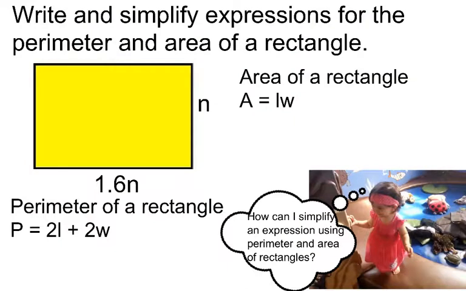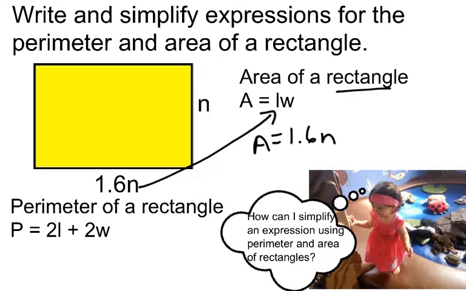So how do we use a formula we are already familiar with in order to simplify an expression? Well, we're going to use perimeter and area to simplify an expression for each of these. So let's first look at area. We know that the area of a rectangle is the length times the width. Well, we can just plug in our length. So we have area equals, and then 1 6/10 n times, and I'm going to use parentheses for my multiplication, the width, which is n.